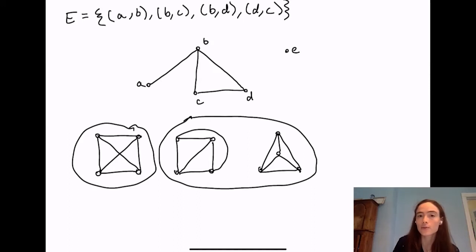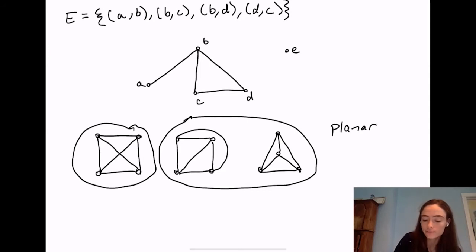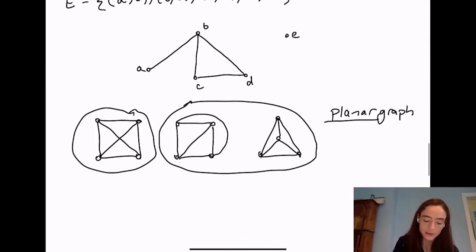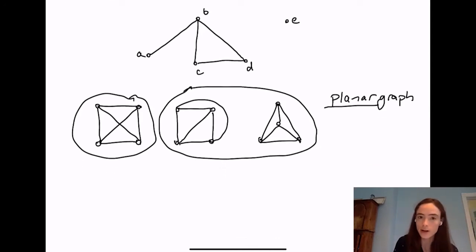And a graph that you can draw without any of the edges crossing is called a planar graph. And if you're interested in a bit of a challenge, try to find the smallest graph you can, so the fewest number of vertices and the fewest number of edges, that you can't draw without at least 2 edges crossing.